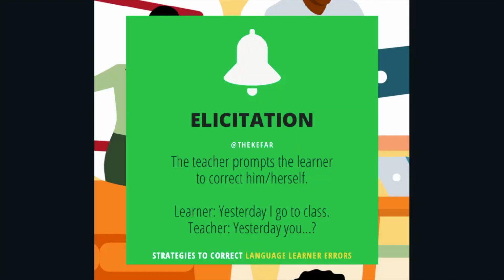And so the first strategy is elicitation, and it's when you as the teacher prompt the learner to correct him or herself. So you are essentially eliciting the correction from them as opposed to providing it yourself. Okay, and the answers here are in English, but of course you will adapt it to whatever language it is that you teach. So as an example, the learner will say, yesterday I go to class. And as the teacher, you say, yesterday you, and between your body language or your facial expression, which is easy to see online, and also the tone of voice, it sends a message to the learner that there was an error there and there's something that they need to correct.